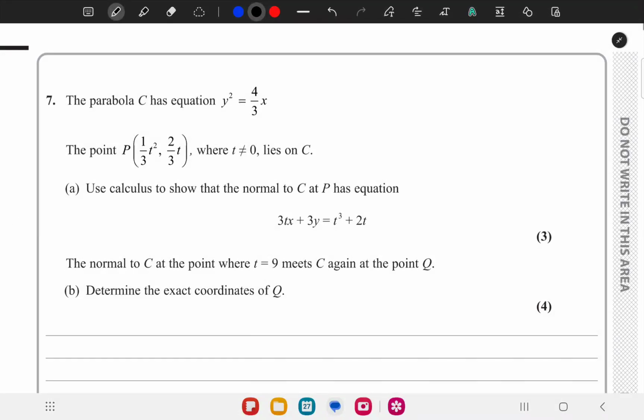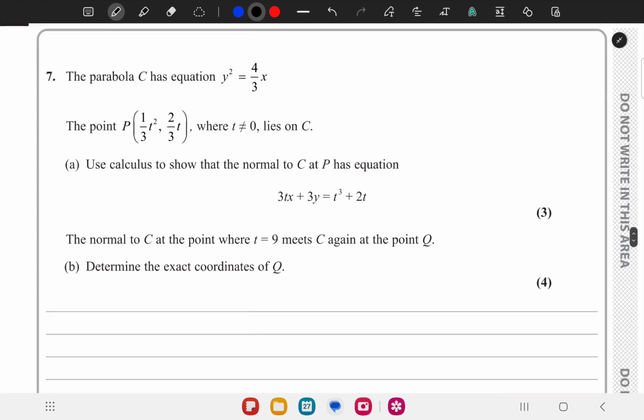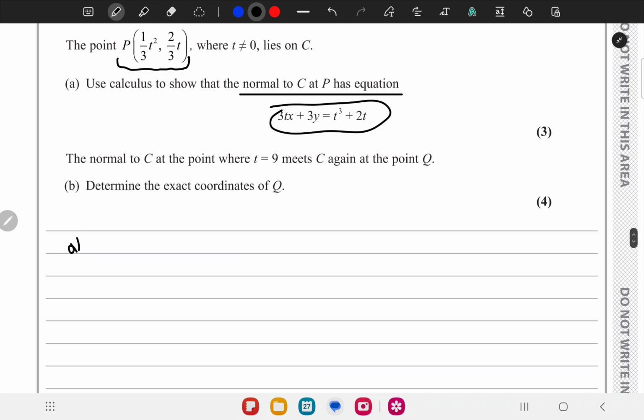Question 7 is another question about coordinate systems. This time it's about parabolas. We are given the general point, and we have to find that the normal to C at P has this equation over here. So at first we have to find dy by dx.